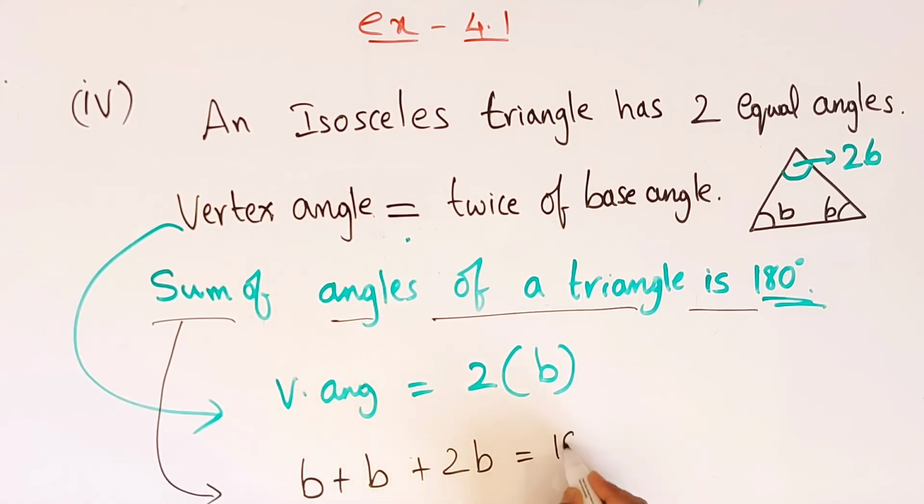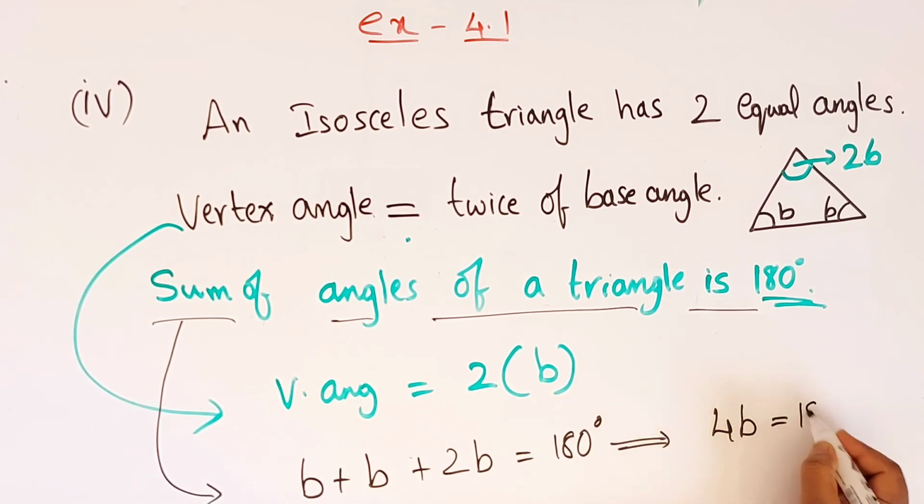B plus B plus 2B is equal to 180 degrees. That is the equation. Now you can add all the terms because all the terms with B only. B plus B plus 2B. 1, 1 and 2. 1 plus 1 plus 2 is 4. 4B is equal to 180 degrees. This is the equation, children.